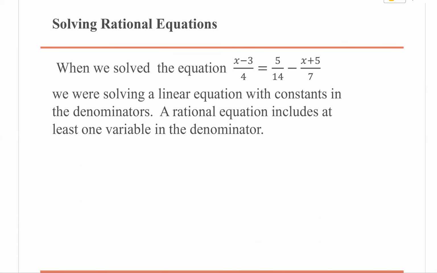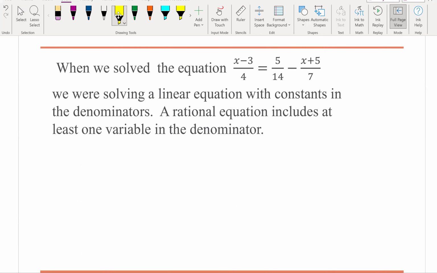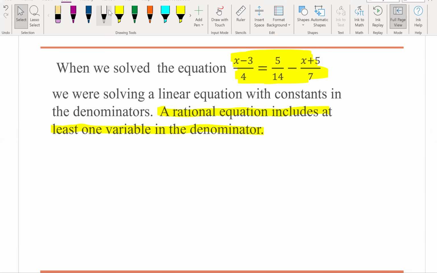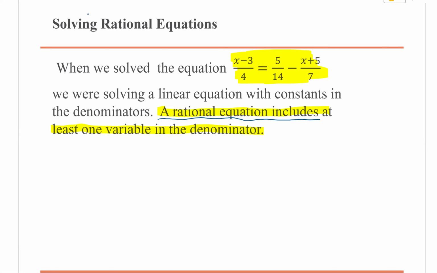All right, so here, something to point out. Solving rational equations. When we solved the equation we just solved, we were solving a linear equation with constants in the denominators. A rational equation includes at least one variable in the denominator. Remember that section from the prerequisite chapter not too long ago? We were doing stuff with rational expressions, and this looks very similar to those, but like they said, this doesn't really fit the bill because all the denominators here are just numbers. They don't have an x involved.